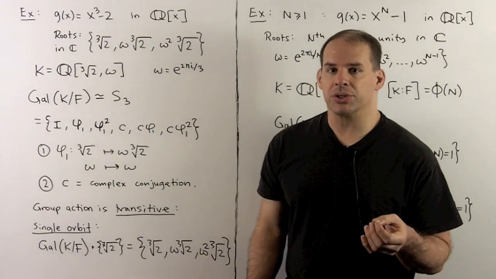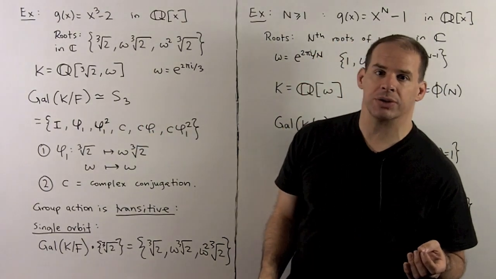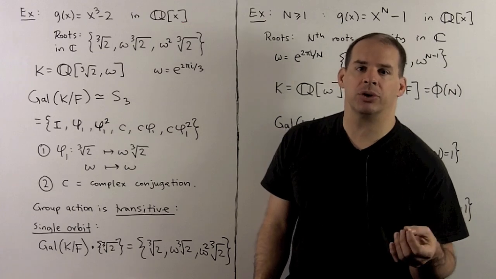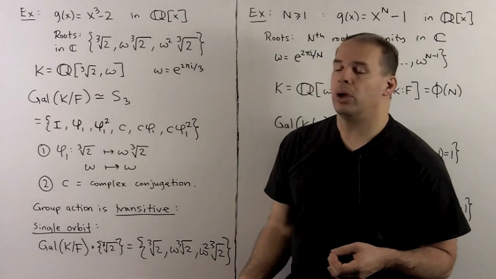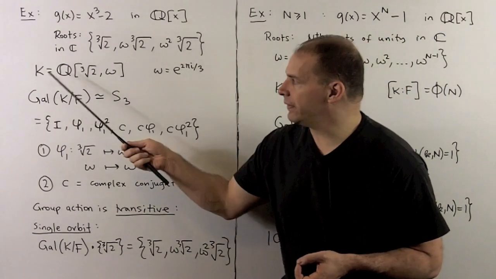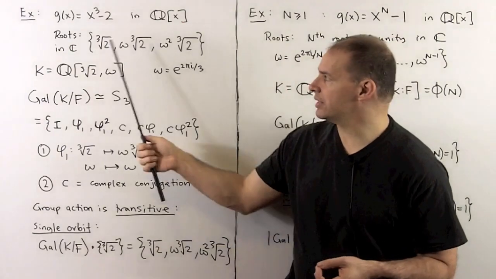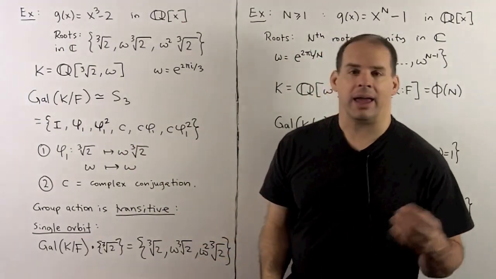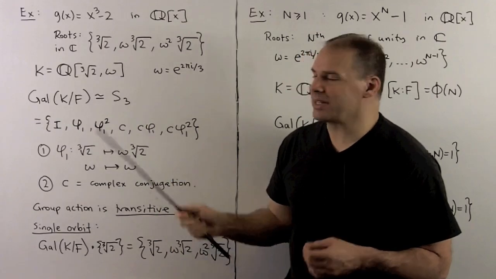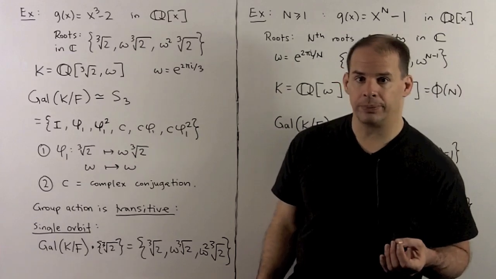Now, for examples, a familiar example, we have g equal to x cubed minus 2 over the rationals. The roots in the complex numbers are cube root of 2, omega cube root of 2, omega squared cube root of 2, where omega is e to the 2 pi i divided by 3. For the splitting field, K is equal to the rationals adjoin cube root of 2 and omega. So this contains all of these roots. And the Galois group is going to be isomorphic to S3. So this group has 6 elements. That's as large as possible, which would be 3 factorial.